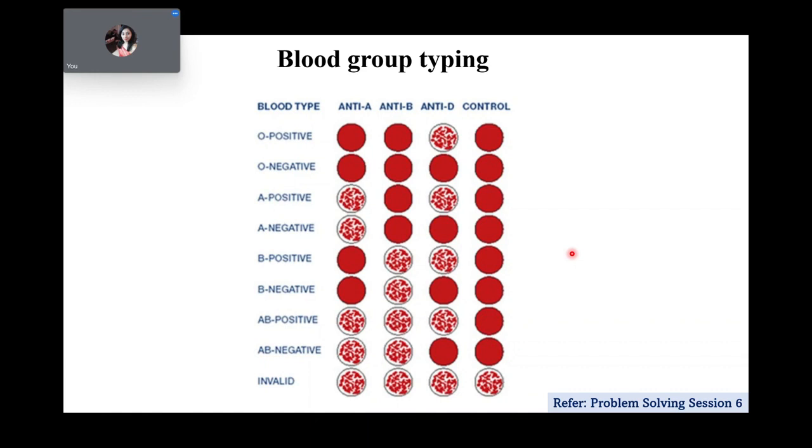Control is where you don't add any antibody. So you should not see any agglutination whatsoever. If you see any such cases, especially in the control where you also see agglutination, then you know that whatever test you have done here has got some problem. So that's why it's invalid. In the rest of the cases, wherever the antigen is present, you see an agglutination. Wherever it is not present, you don't see an agglutination reaction, and that gives you an idea of the blood group of the patient.